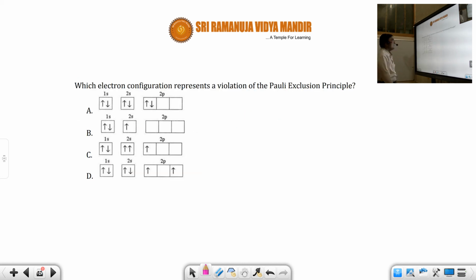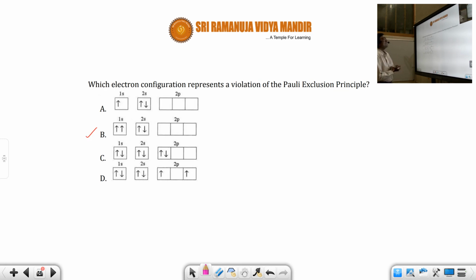Which electronic configuration represents a violation of Pauli's exclusion principle? Very simple here. Here you can see parallel spin is there. Whenever parallel spin is there, the electrons have the same quantum numbers. Now let us see which electronic configuration represents a violation of Pauli's exclusion principle. So here there is a Pauli's exclusion violation. Here you can see there is a parallel spin, so this is the answer.